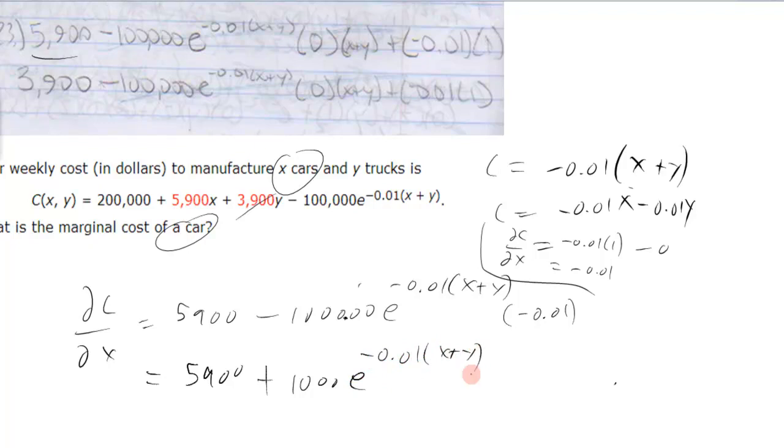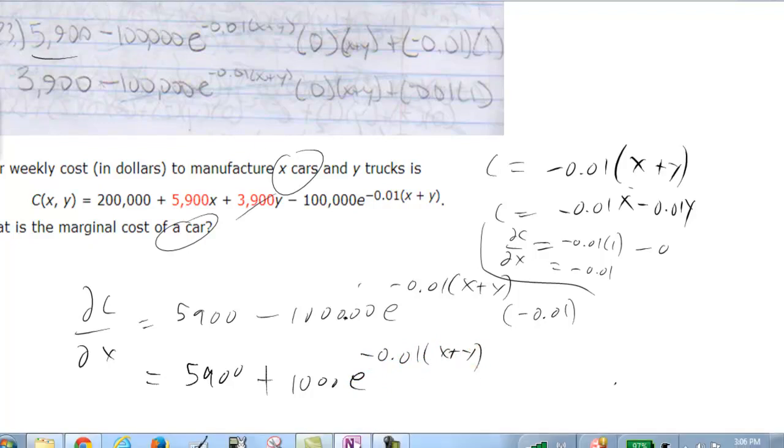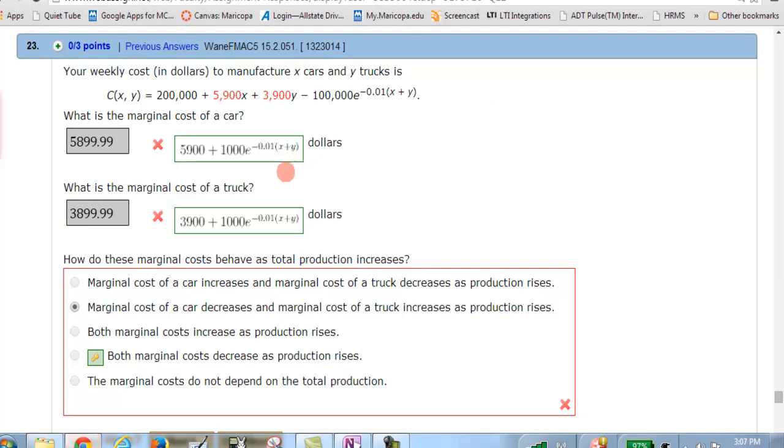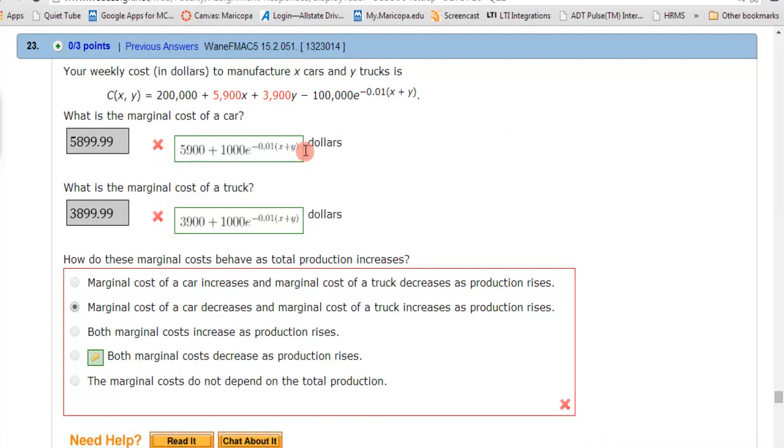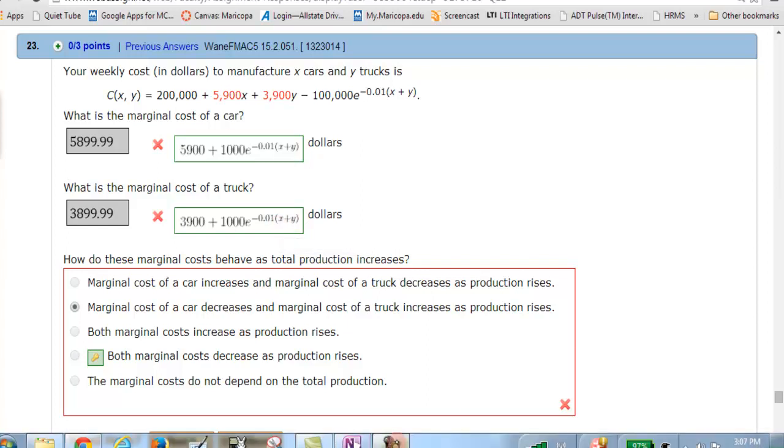So yes, your answer still has an x plus y in it, and I'll even pop over here and show you. So you can see the answer. That's the kind of answer it's looking for, something with the variables, and that's fine. And you can see the next answer is very similar. So just try to do it the same way, and you should get the answer.